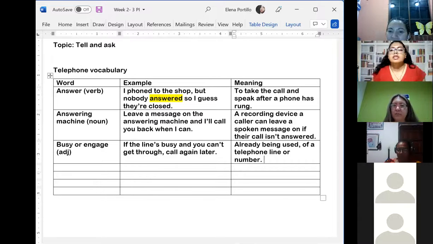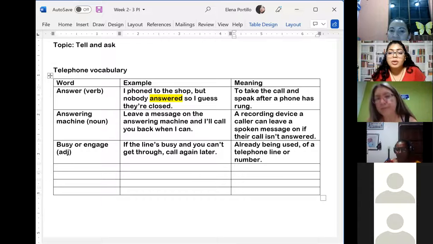So in this case, it is talking about when we use the line or the phone and we are in another phone call and the line is busy. So in this case, we're talking about cuando las líneas están ocupadas. That's the meaning. Cuando las líneas están ocupadas, in this case, if the line is busy and you can't get through, call again later. Already being used of a telephone line or number.